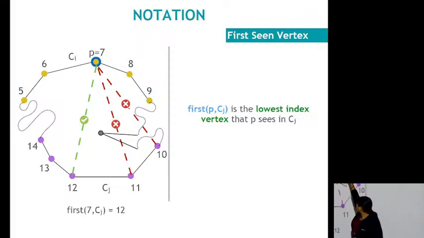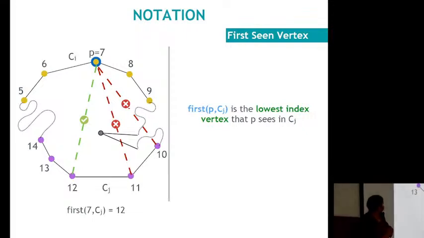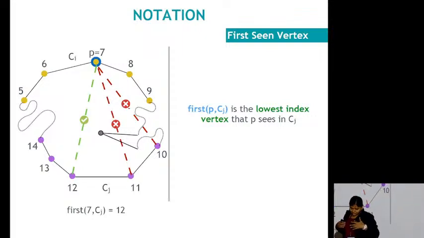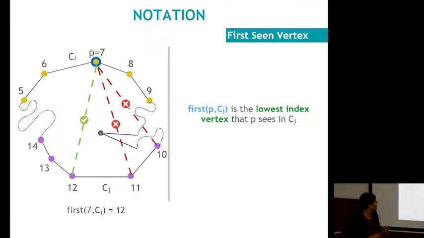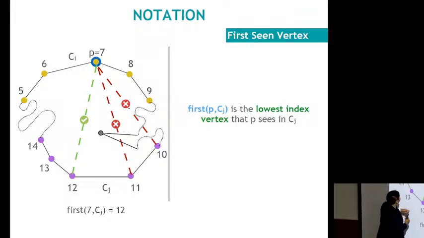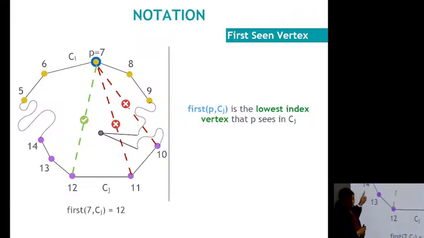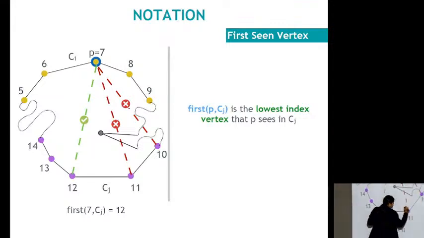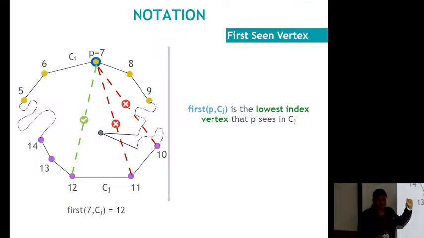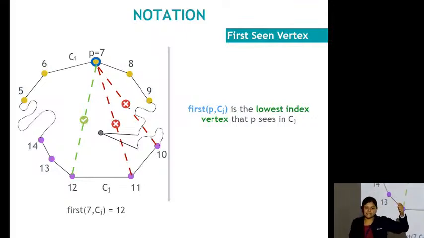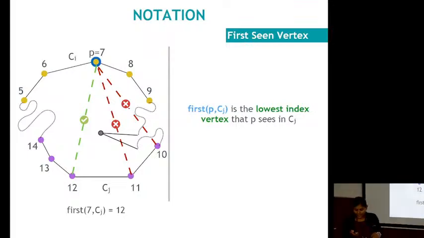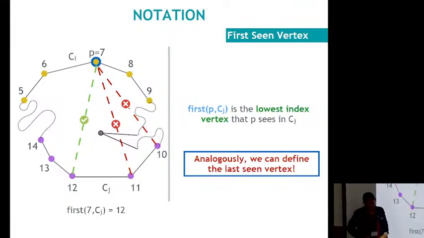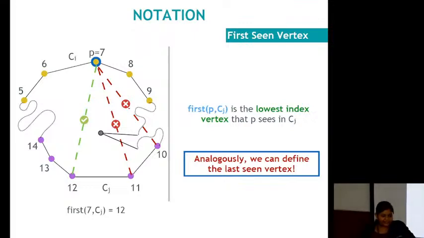For a point or vertex P in my convex region Ci, I define the function first(P, Cj), which is what intuition would suggest: look at the lowest or first vertex that P sees in this convex region Cj. So first(P, Cj) is 12, because P does not see 10, it does not see 11, but it sees 12. So it is the lowest vertex that P sees in the convex region Cj. Analogously, you can define the last seen vertex. If a point does not see any vertex, we'll assign it null.